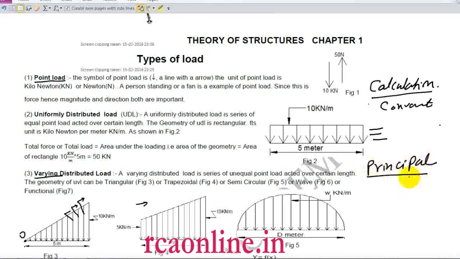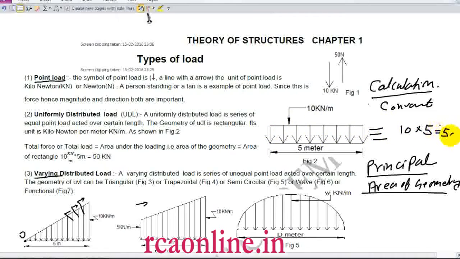Find the area of the geometry. I repeat, it is the area of the geometry. So what is the area of the geometry? The geometry of the UDL is a rectangle. So what will be its area? The area of a rectangle. So how much is it? 10 into 5, 50. So 50 is the total load acting in this span.